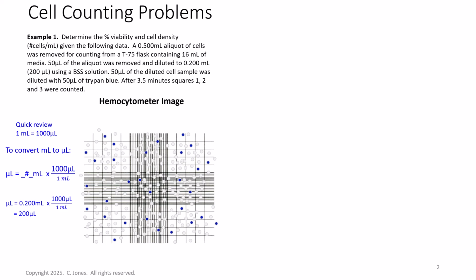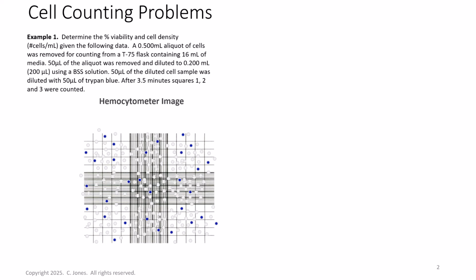And the reason I wanted to spend just a second on this is to encourage you to check the volumes to make sure the units are identical for all the volumes. The volume units must be the same. And generally, when we do cell counting calculations, the unit of volume is in microliters. All right, so let's start the process of calculating the percent viability and the cell density.